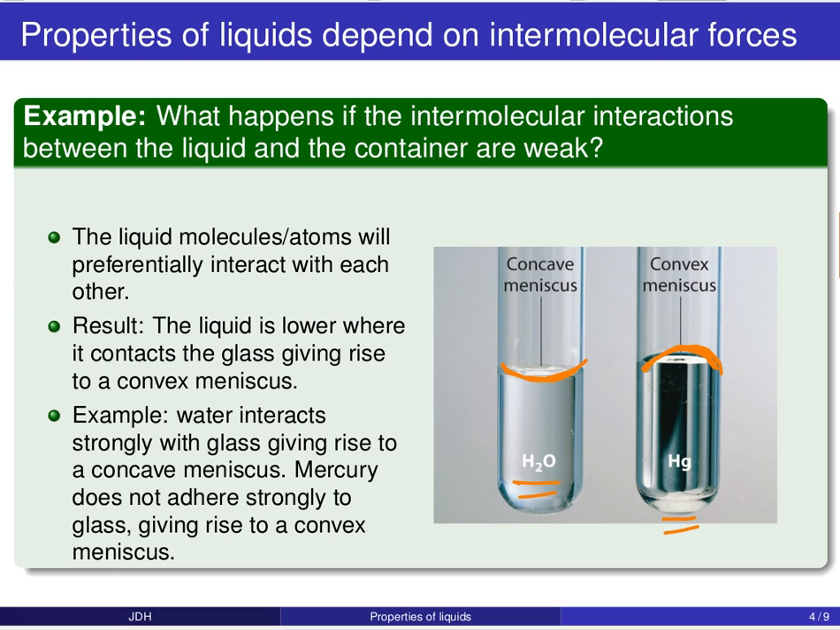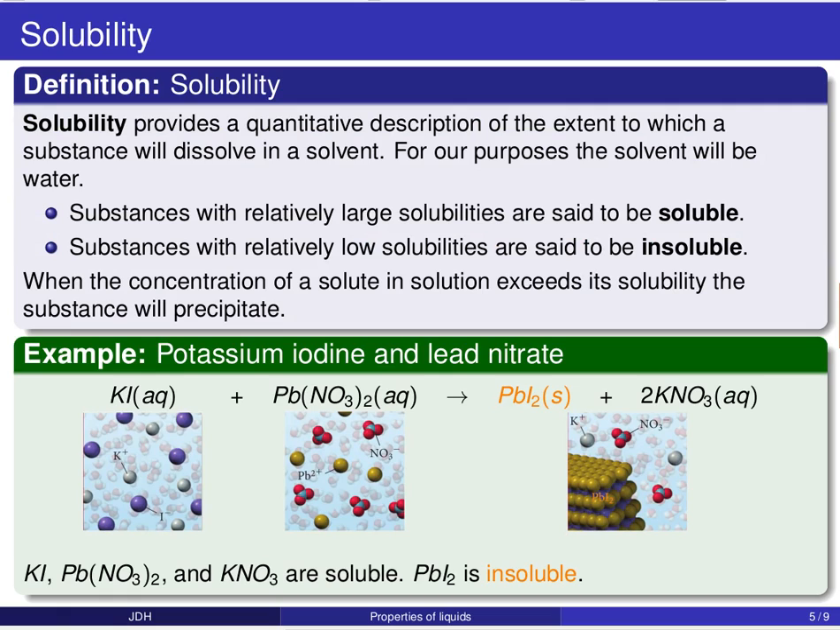Okay, so the next property of liquids that we want to discuss here is something that we have a fair degree of background knowledge on, this concept of solubility. A quick recap: solubility gives us a quantitative description for the extent to which a substance, which we call the solute, will dissolve in a solvent. For our purposes, as we saw earlier in the course, typically our solvent is going to be water, right? But remember that solubility is a concept that we're going to apply to literally any solvent.